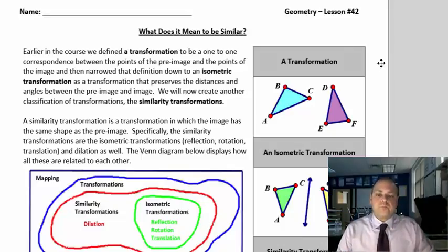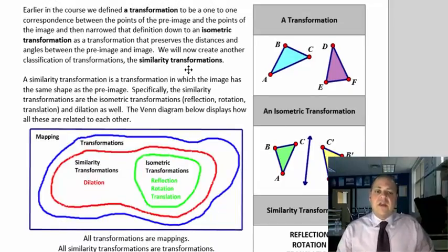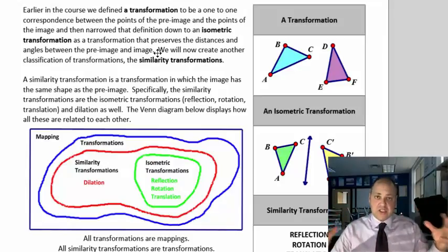Now, we're going to talk about similarity transformations. A similarity transformation is a transformation in which we maintain similar objects, similar triangles or similar quadrilaterals, but they may not be congruent. In other words, the size can change, but the shape will remain the same.